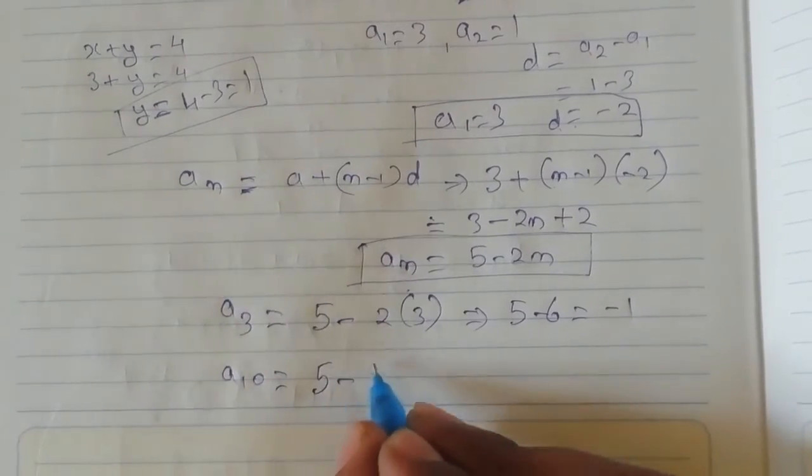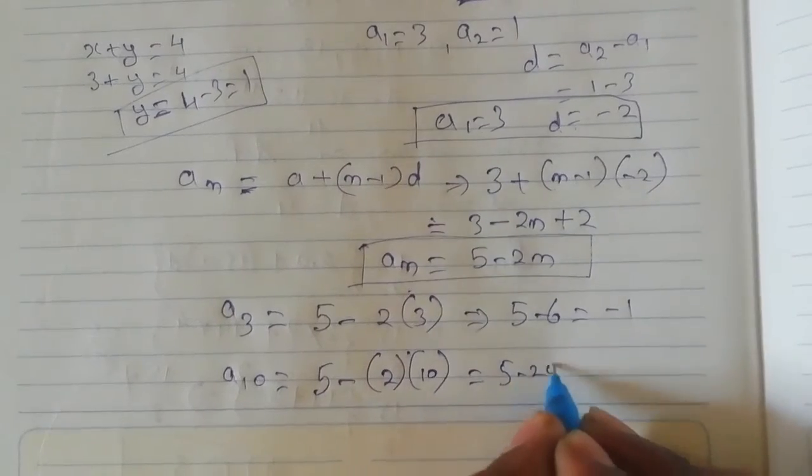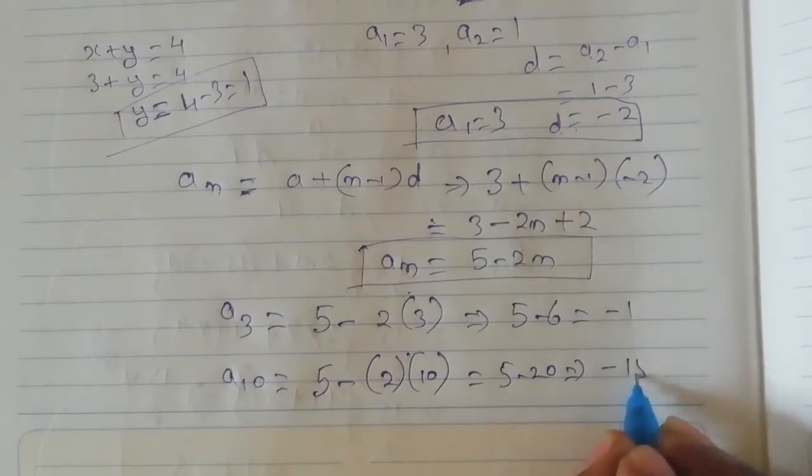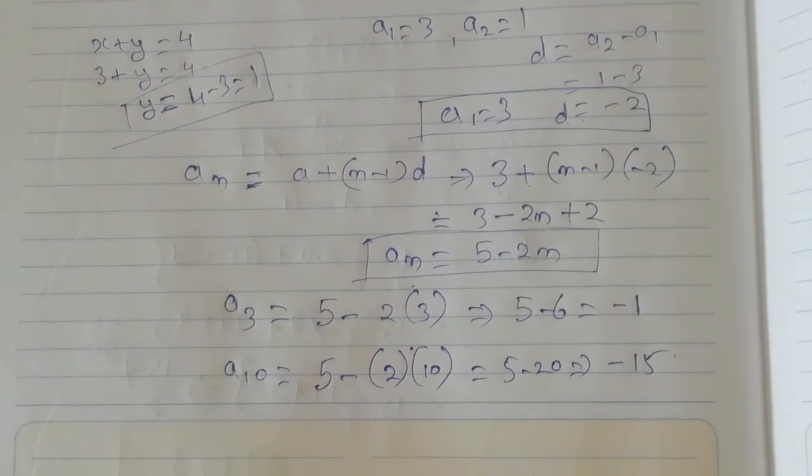So 5 minus 2 into 10. So 5 minus 20. So it is nothing but minus 15. Okay, in this way you have to solve each and every question. Don't panic about whether the question is longer or what we have to use.